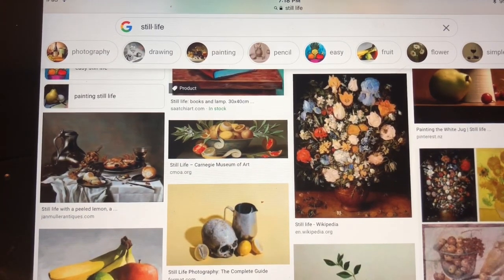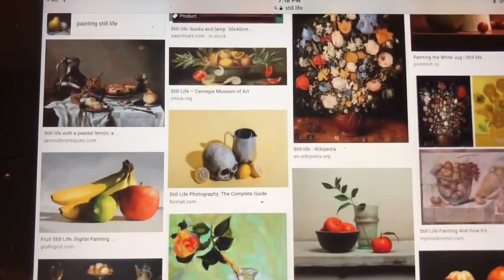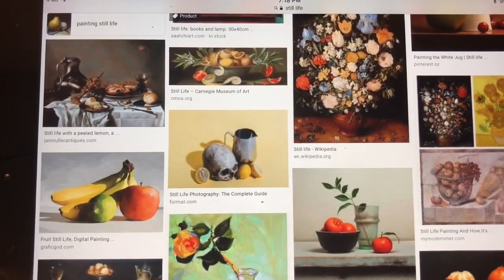But for today, I want you to tell me what a still life is and tell me an example of a still life. All right, I hope to see you all soon, and I hope you do well.